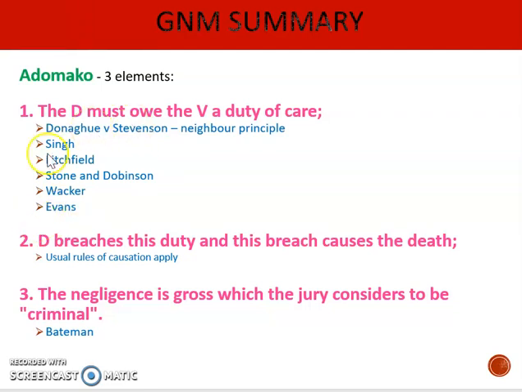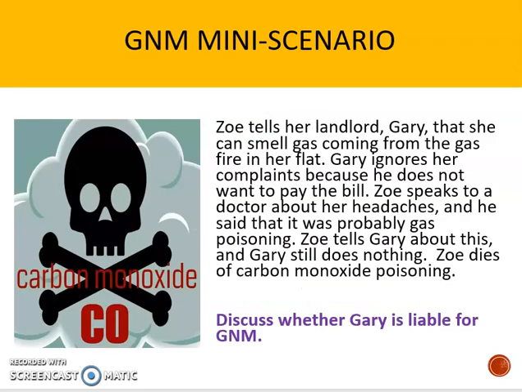When we're looking at whether this duty has been breached, all the usual rules of causation apply. So we use the but-for test, de minimis, thin skull, novus actus interveniens. We've got to be sure there's no break in the chain. And then finally, we've got to determine that the negligence is so bad, it can be deemed gross negligence. And the test for that comes from the case of Bateman. Now that that's more fresh in our minds, let's go back to the Zoe situation.